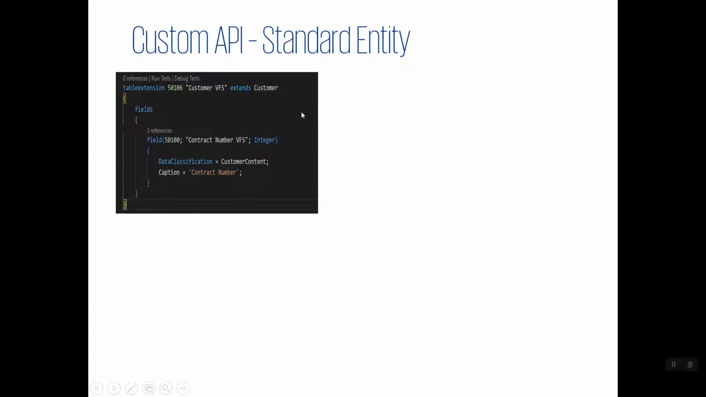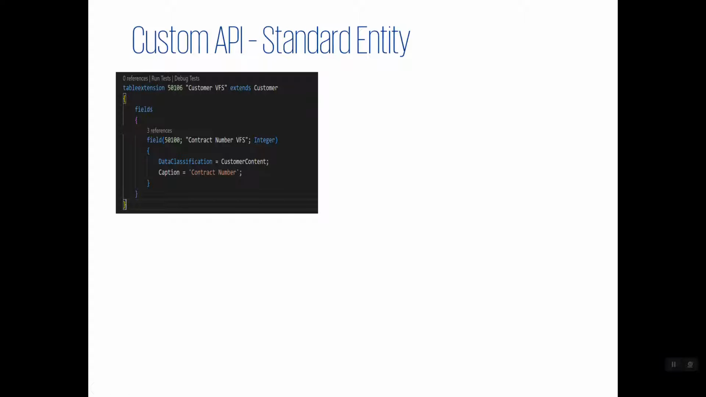So for custom APIs, we get two ways. One is for standard entities, which means already existing tables: customer, item, vendor, sales header, sales line. So these are all standard entities. If a customer requests to add a custom field, then we will modify the standard entities. For a new entity, we will see in the next slide.